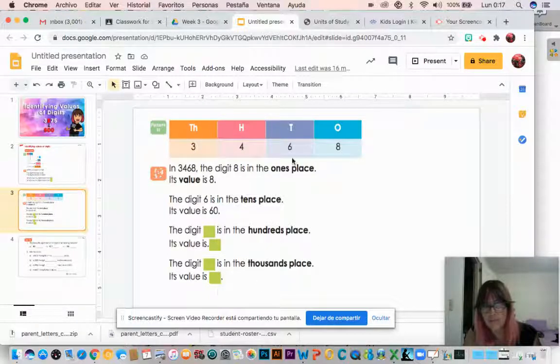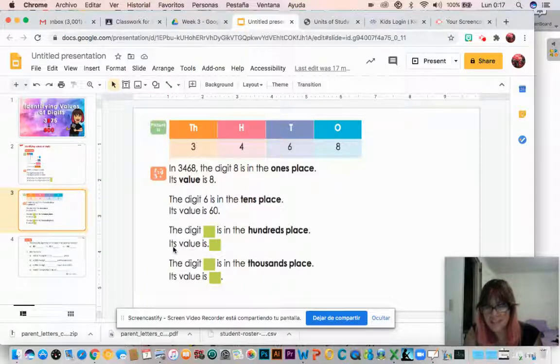That means for all these, you just look here at the top. Okay? The digit blank is in the hundreds place. That means you go and look, find the hundreds place and say what digit is there. Remember, they are asking you that digit, not how much it equals. If they say the digit for this one, you say 6. That's the digit 6.